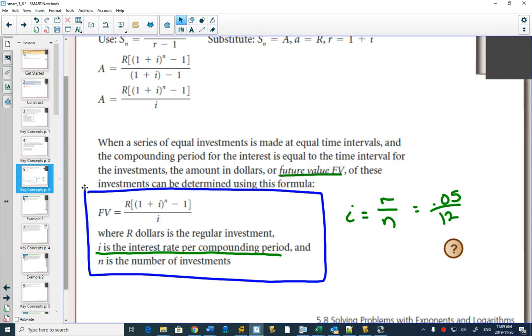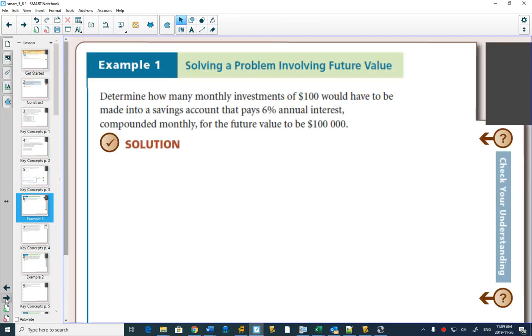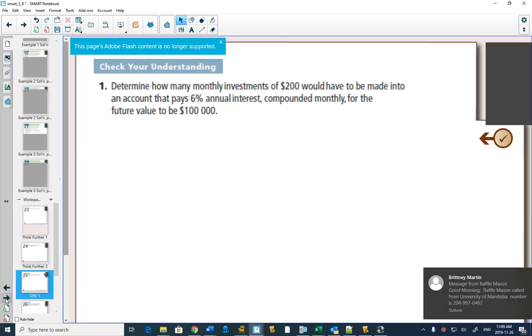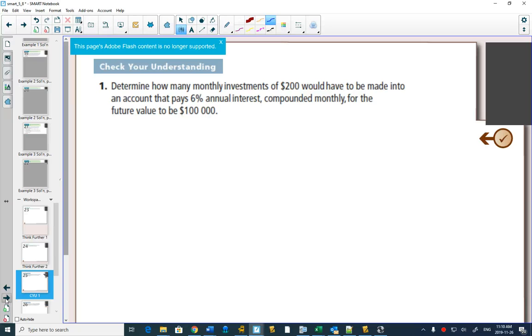So what do these questions look like? First of all, if you were doing this question, they would give you the formula. Determine how many monthly investments of $200 would have to be made into an account that pays 6% annual interest, compounded monthly, for the future value to be $100,000. So on the exam, you would get this formula. So I'll just write it out again.